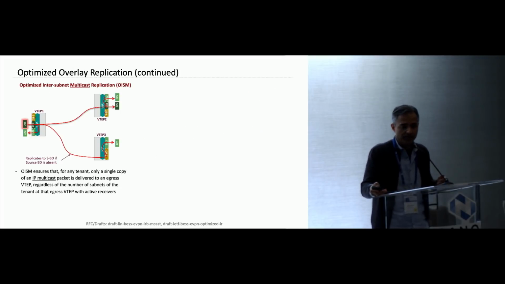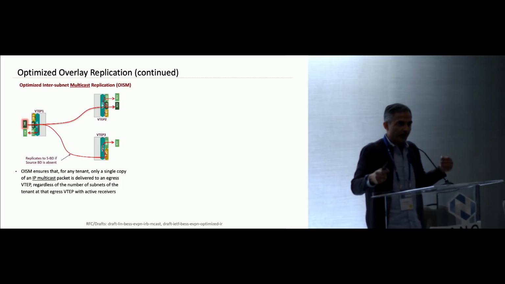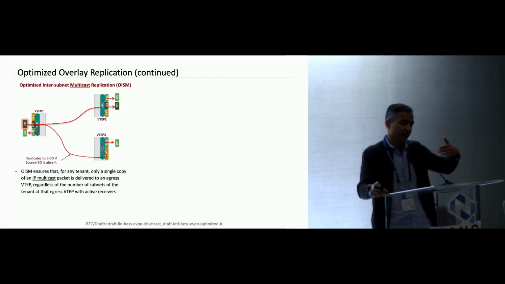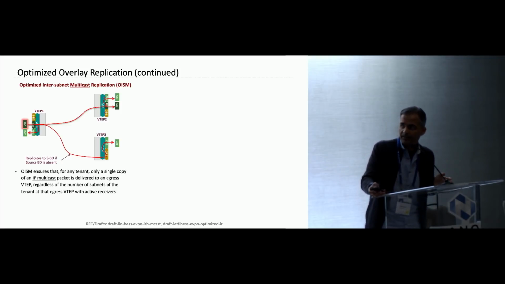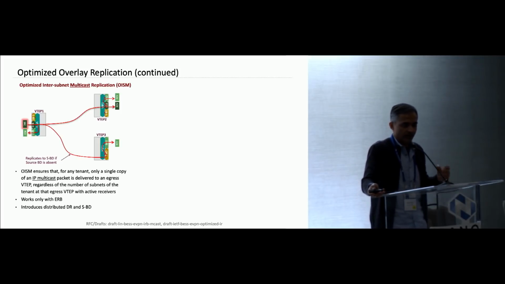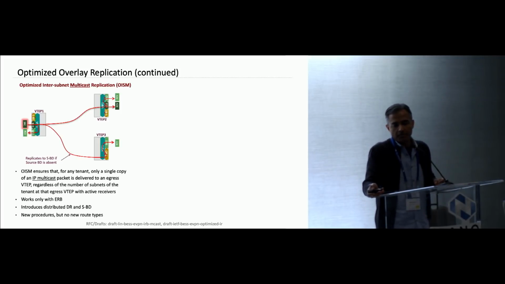Okay, optimized inter-subnet multicast. It's a mouthful, so I'm just going to say OISM. Basically, in typical multicast, at the gateway, you replicate again and again for every single subnet. With OISM, the ingress VTEP only replicates once to an egress VTEP, regardless of the number of subnets at that VTEP. This only works with edge routed bridging and introduces the concept of a distributed DR and supplemental BDs. I'll talk a little bit more about it in a few minutes. It has new procedures, but no new route types.